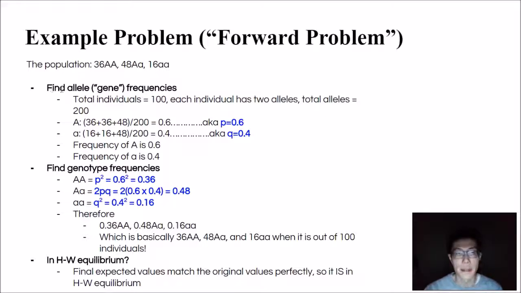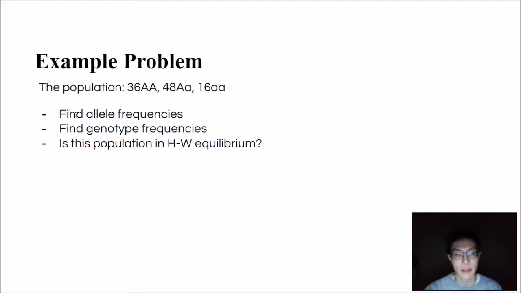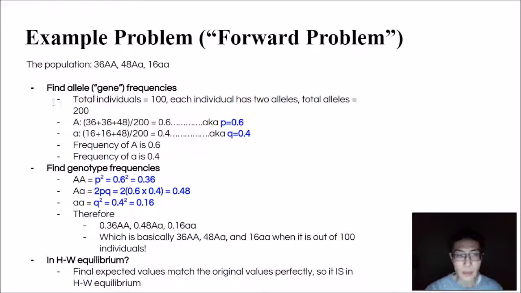Let's first find the allele or gene frequencies, as I mentioned over here. So the total number of individuals is 100, and each individual has 2 alleles. So the total number of alleles is 200. Think about that for 1 second. You have 100 individuals total. Each individual has 2 alleles, so the total number of alleles is 200. Keep that in mind. Next, let's look at the allele or gene frequencies.